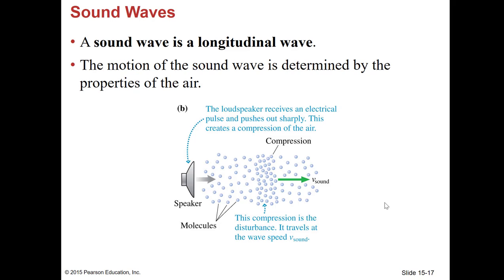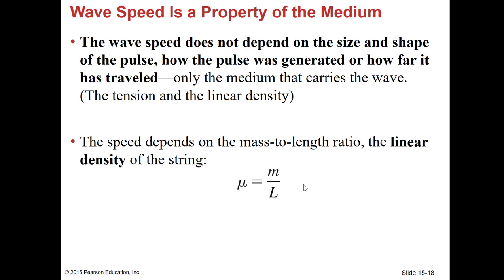Okay, so the motion of the sound wave is really determined by the medium it's passing through, the density of the substance, the temperature, things like that. For a wave traveling on a string, it also depends on the medium, and really it depends on the linear mass density of the string. So thicker strings have a higher linear mass density.